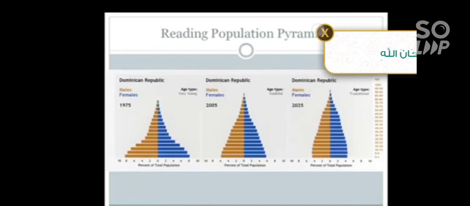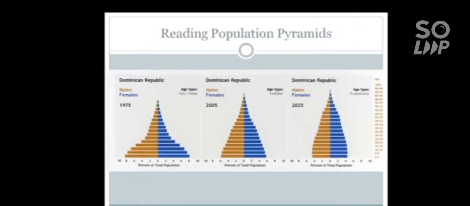When reading population pyramids, it tells you a lot of information. For example, here are 3 population pyramids for the Dominican Republic. You'll notice that there is very different shapes. In 1975, there was a wide base. A wide base indicates a high birth rate. In 2025, you'll notice that the bar lengths are shorter. This indicates that they expect the birth rate to slow down.